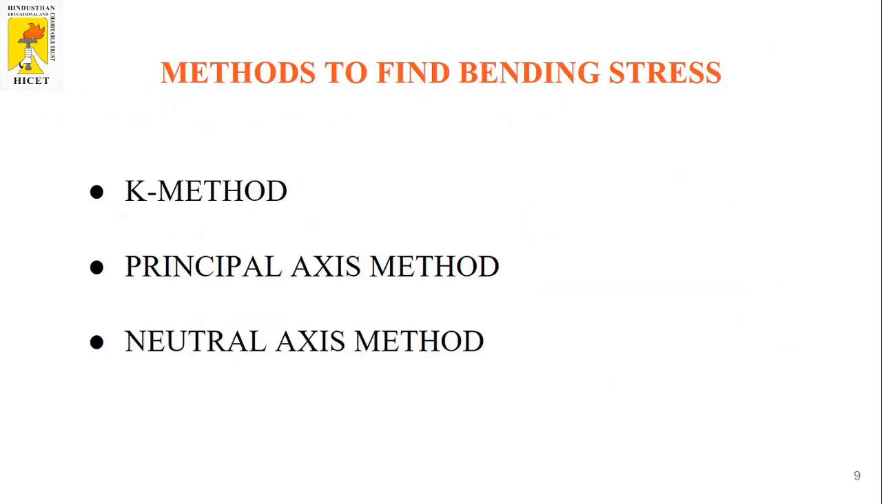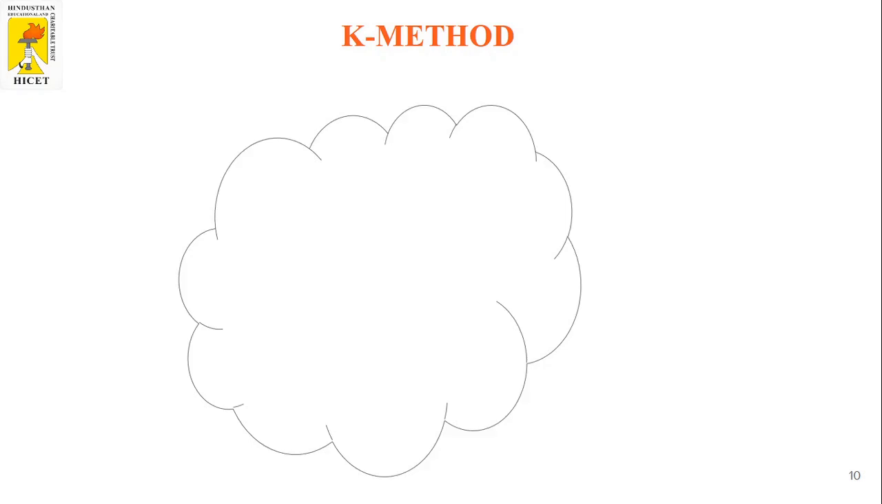Methods to find the bending stress: K method, principal axis method, and neutral axis method. Here we are going to discuss the K method. Let us consider an unsymmetrical cross section. Here we have considered the x-axis and y-axis. The x-axis is the horizontal axis and the y-axis is the vertical axis.